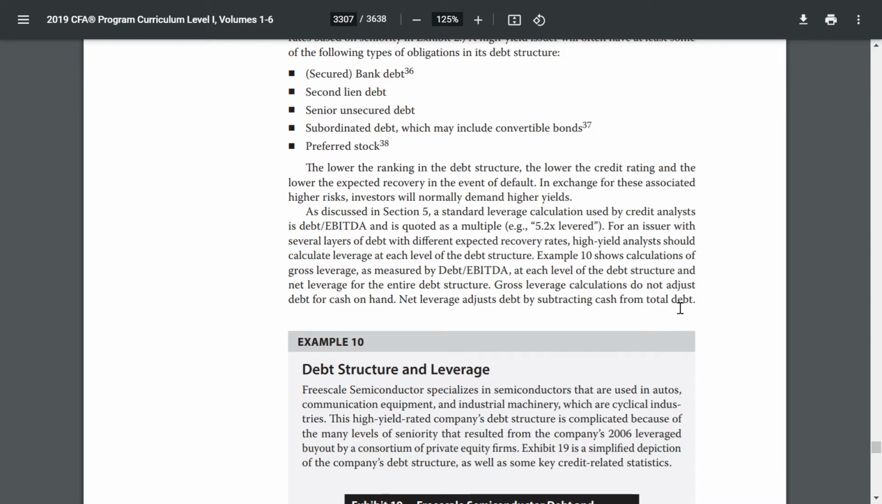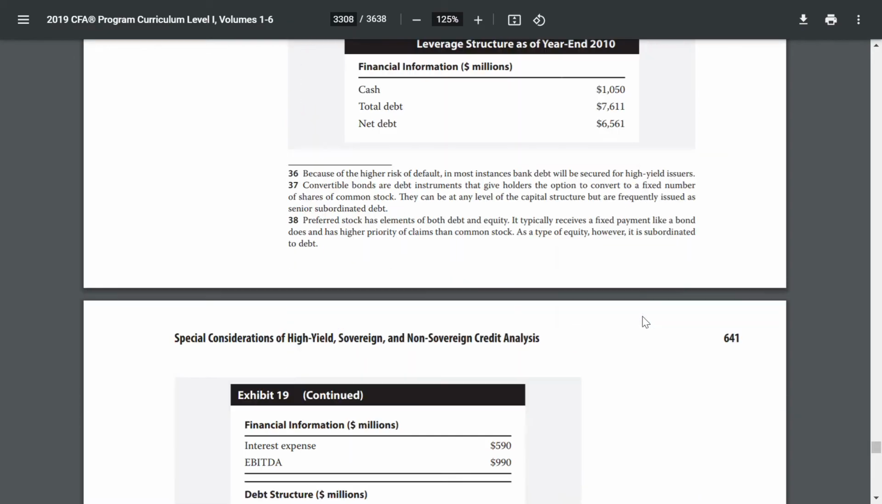Gross leverage calculations do not adjust debt for cash on hand. Net leverage adjusts debt by subtracting cash from total debt.